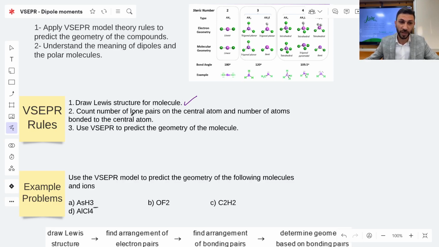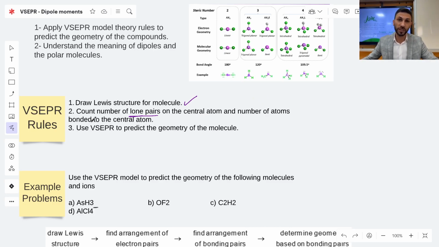Then we need to count the number of lone pairs on the central atom and the number of atoms bonded to the central atom. That means only the number of atoms. That's why, for example, yesterday I told you, if you have C double bond O, we consider this as one bond or a single bond. Also, if we have C triple bond C, we also consider it as a single bond. So we need to count the number of lone pairs of the central atom as well as the number of atoms bonded to the central atom.